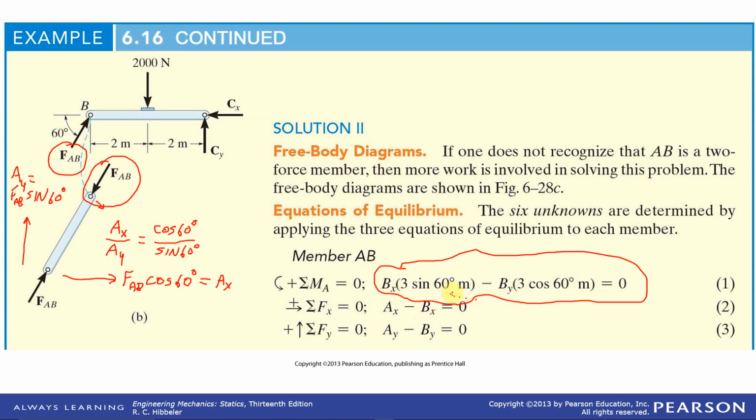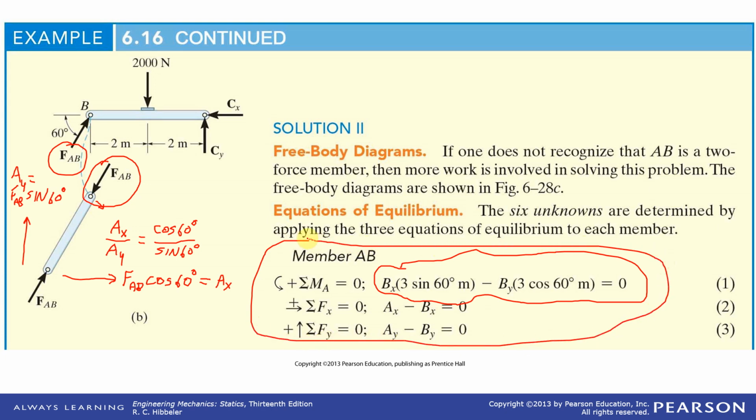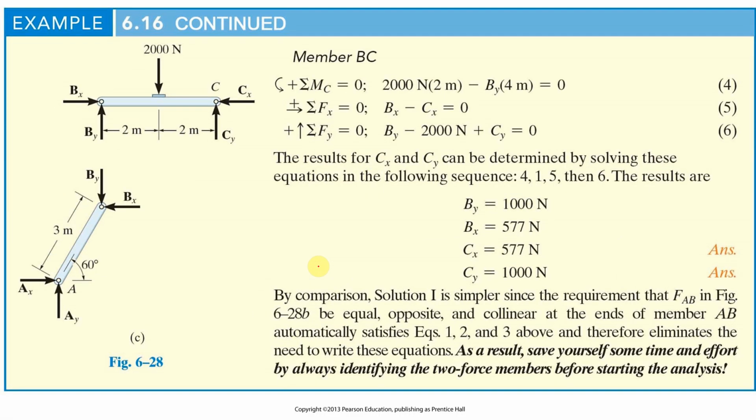When you solve this, you see that BX over AX is cosine of 60 over sine 60. So this is essentially proving the fact that two-force members have forces that have to be collinear. Okay, next step.